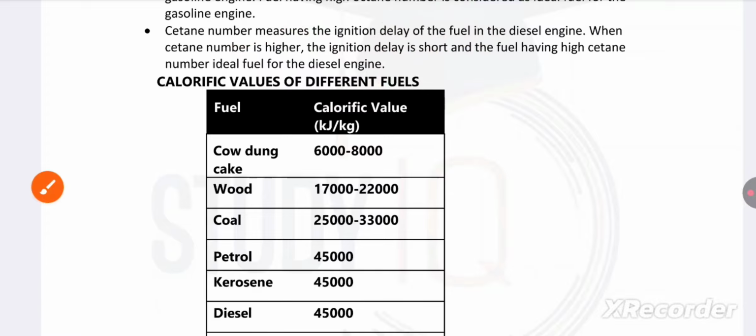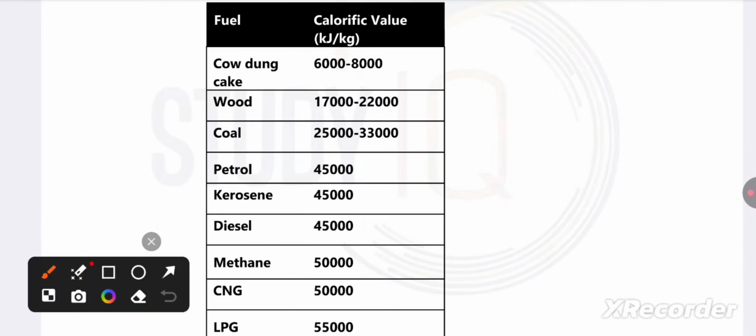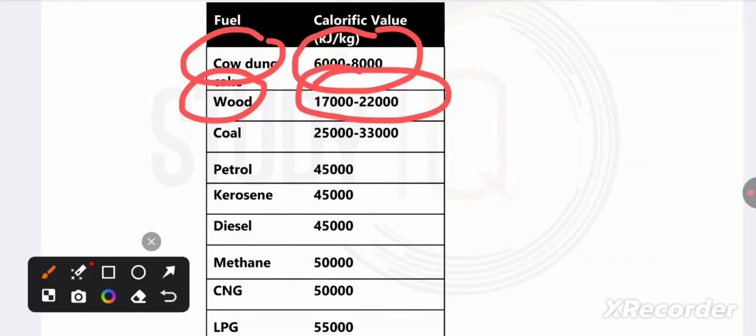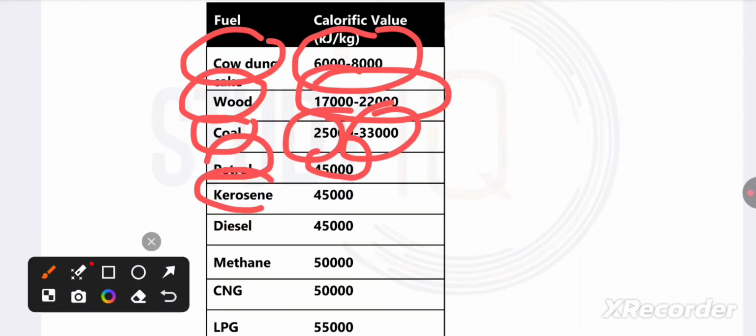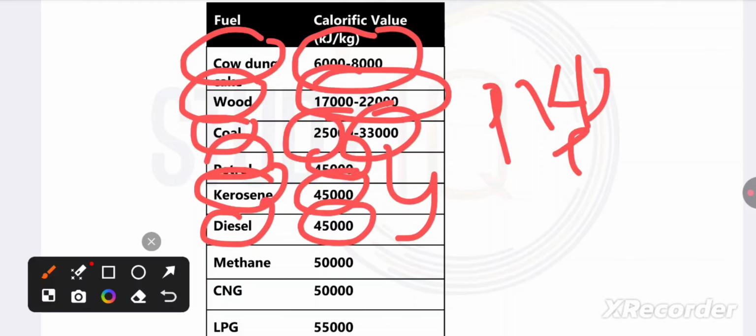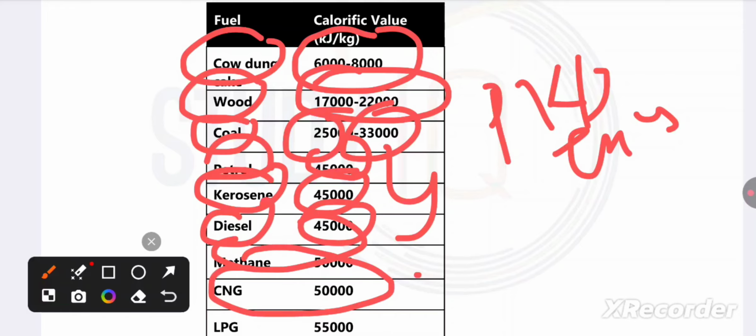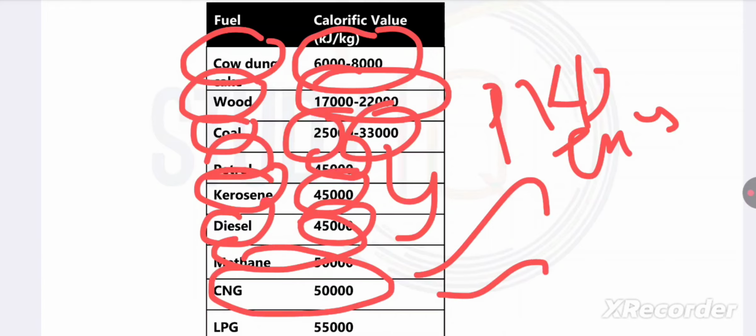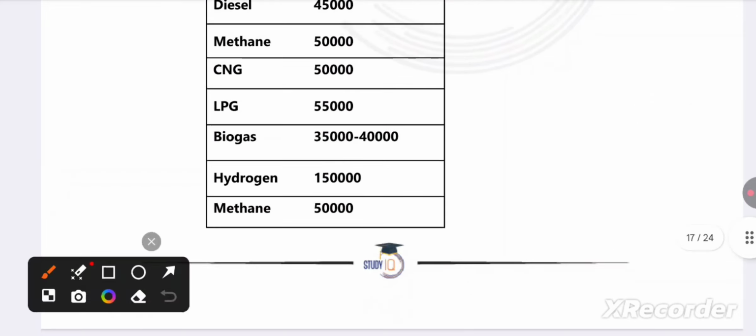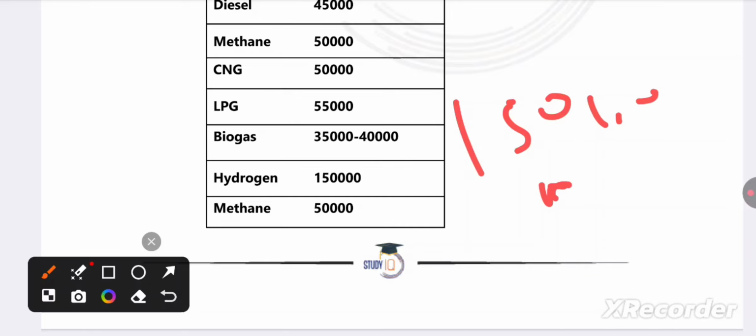Here are some of the calorific values: cow dung 6000 to 8000, wood 17,000 to 22,000, coal 25,000 to 33,000, petrol 45,000, kerosene 45,000, diesel 45,000. Petrol, kerosene, diesel are all the same, 45,000. Methane 50,000, CNG compressed natural gas 50,000, LPG liquefied petroleum gas 55,000, biogas 35,000 to 40,000, hydrogen 1,50,000.